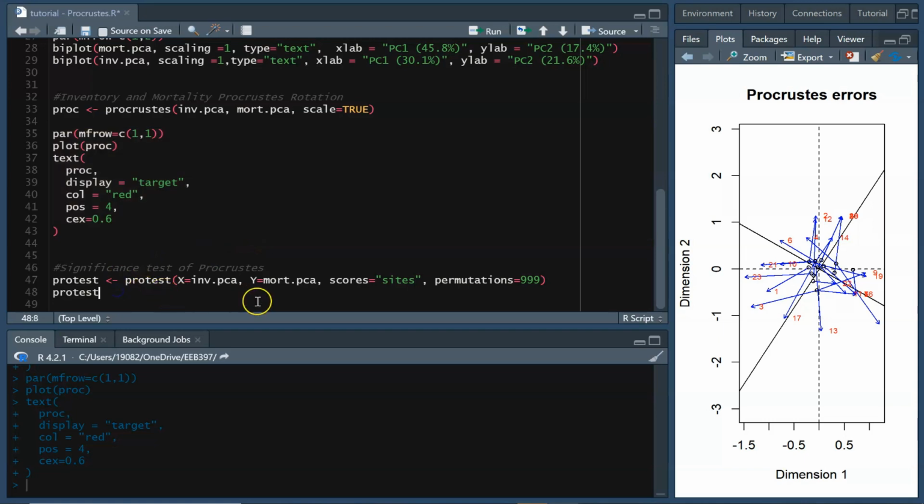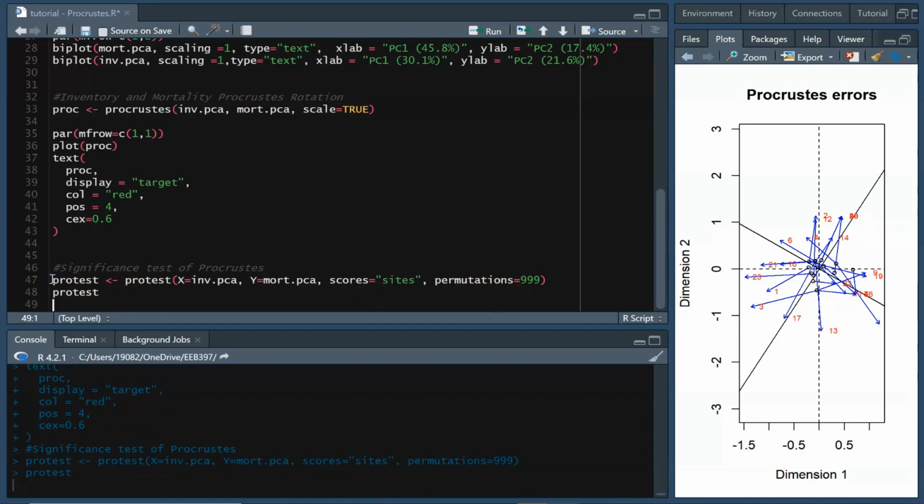in R. So the function is protest, the name of each PCA, and then scores is going to be set to sites because we're assessing the inventory and mortality presence-absence for each site. We also set permutations to 999, which means that this is going to run 999 times. When we run this, we can see that the protest is not significant.